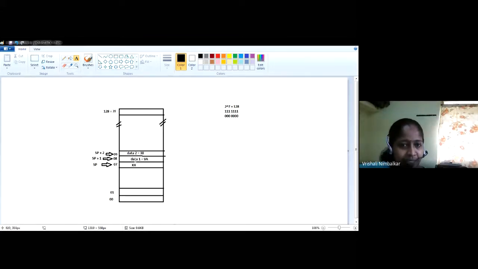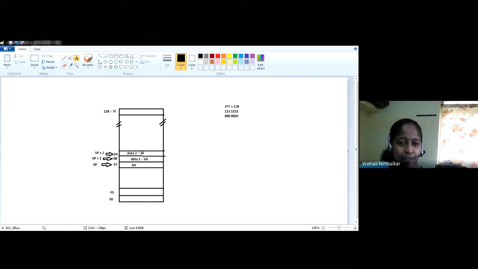Correct? You can see that data 1. Now you want to store second data, stack pointer again increments. So that now becomes SP plus 2. And now what is the new address? 09 hex. And at this new address, the second data gets stored. So while storing, the pointer first increments and the data is stored.